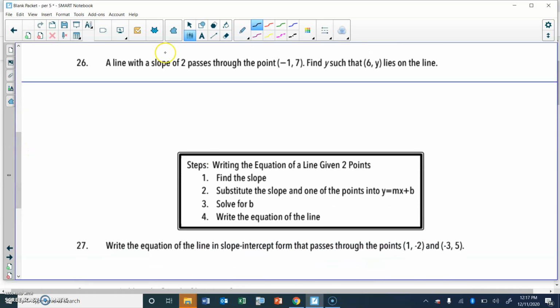Okay, so this one, you're going to copy down: a line with a slope of 2 passes through the point (-1, 7). That's the first part of this problem. So we know m equals 2, and it passes through the point (-1, 7), so x equals -1 and y equals 7, and we're going to need a b. It says find y such that (6, y) lies on the line. What they don't tell you here is you have to write the equation of the line first.